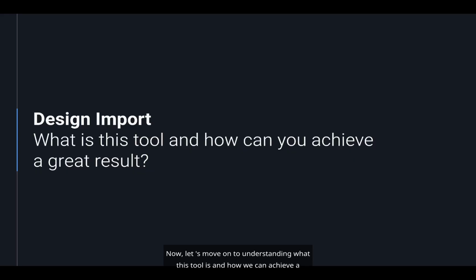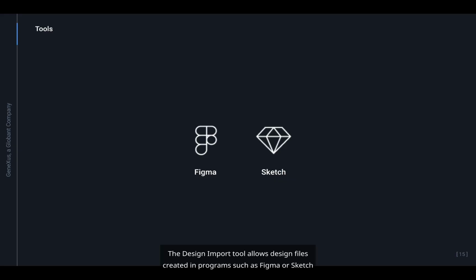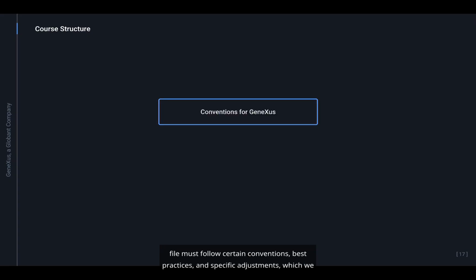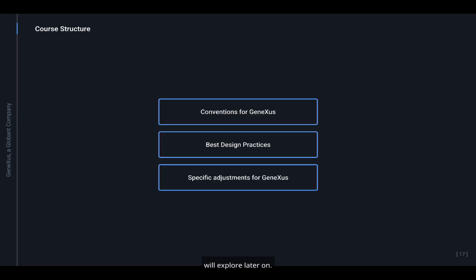Now let's move on to understanding what this tool is and how we can achieve a successful import. The Design Import tool allows design files created in programs such as Figma or Sketch to be automatically integrated into GeneXus. It accelerates front-end development and facilitates collaboration between design and development teams. In this course, we will focus exclusively on using Figma. It's essential to understand that in order to achieve a successful import, the design file must follow certain conventions, best practices, and specific adjustments, which we will explore later on.